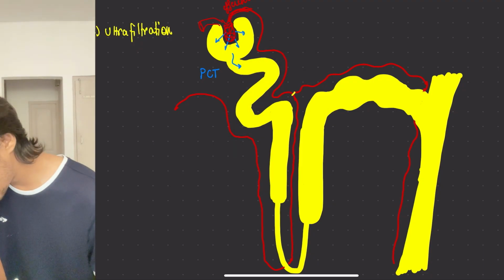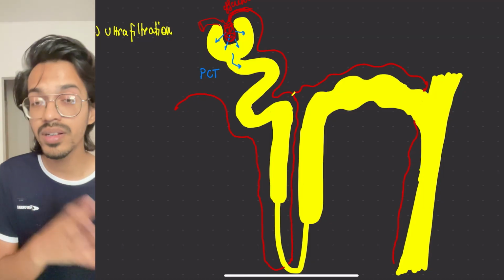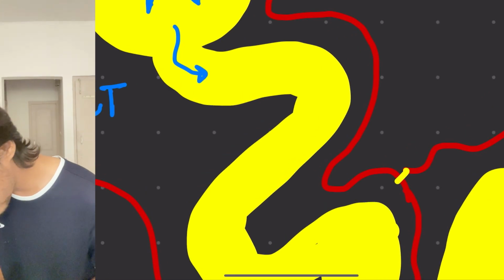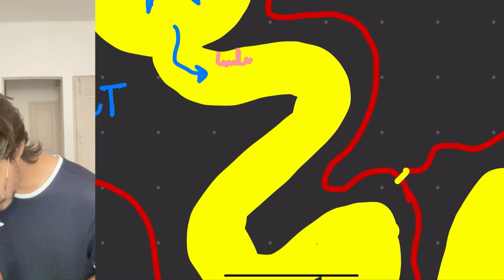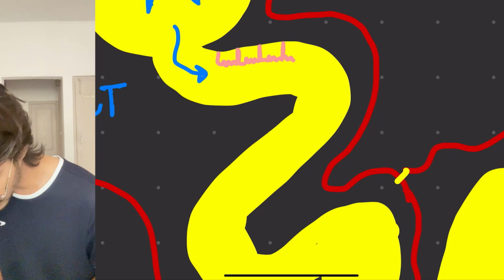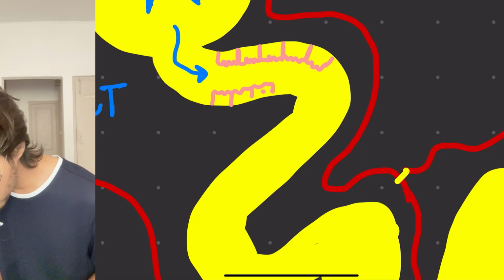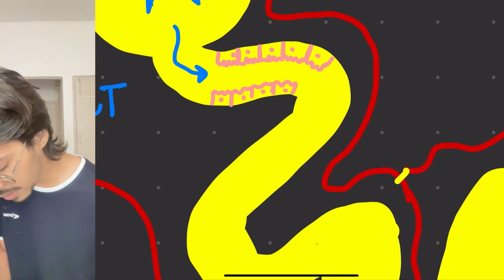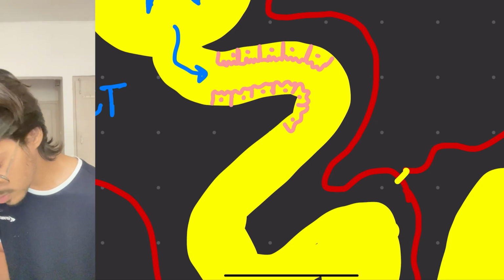Now the first thing would be what? There will be tubular secretion and tubular reabsorption. If you see the PCT, maximum absorption is taking place here, because it is made up of what? It is made up of brush bordered cuboidal epithelium. If the brush border cuboidal epithelium is present, it will increase the surface area for the reabsorption. So maximum reabsorption will take place over here.